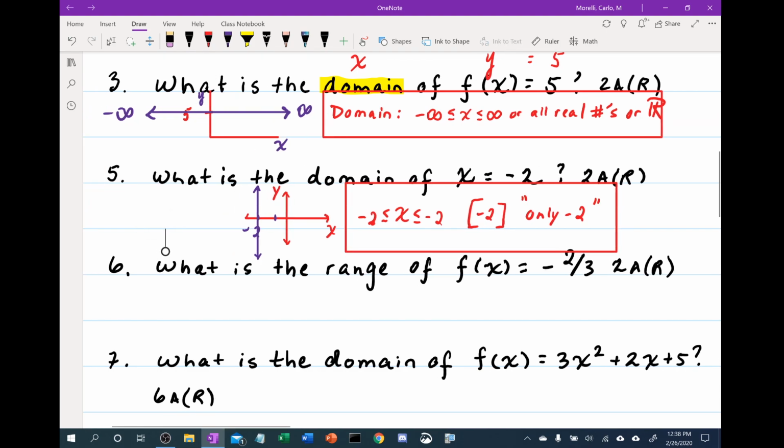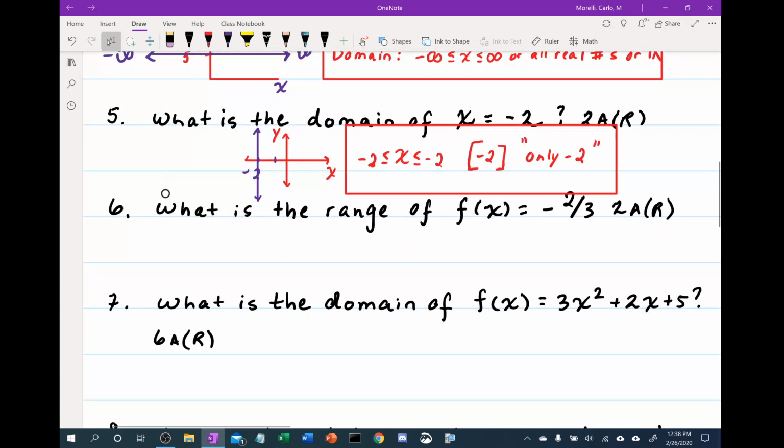Okay, number 6 is right below it. What is the range of f of x equals -2/3? Well, first we got to get a picture of it, okay? Is this a perfectly horizontal line or is this a perfectly vertical line? Or neither? Horizontal.